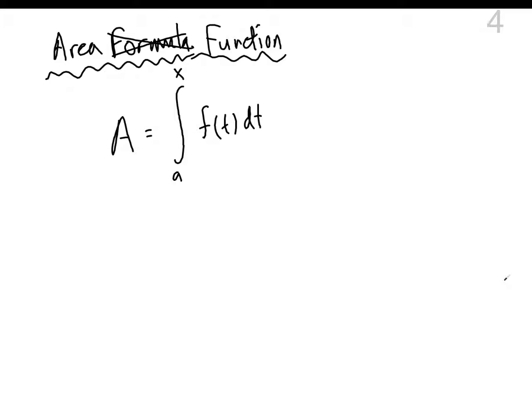Okay, so I just changed a couple things, but bear with me. First of all, I got rid of the x's in the function. I did f of t dt, and I'm going from a to x. What does that mean? Well, it means I have some function.